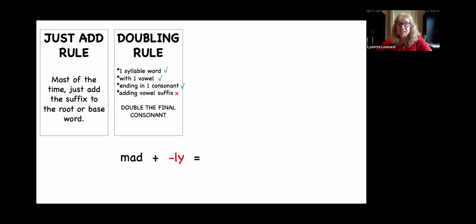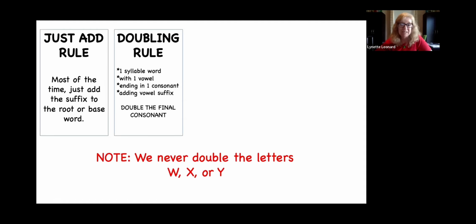Mad is a one-syllable word with one vowel, ending in one consonant, but we are not adding a suffix that begins with a vowel. It starts with a consonant, which is L. Therefore, we need to revert back to the just add rule, and mad plus the ly becomes madly. We did not need to change anything.